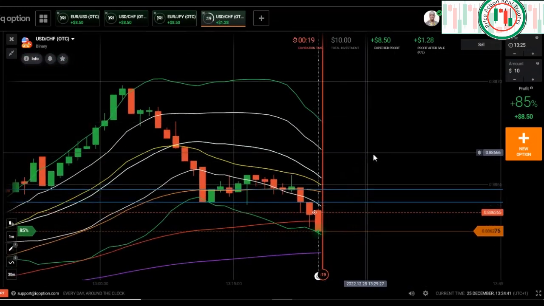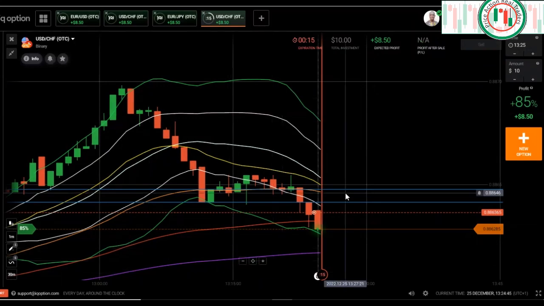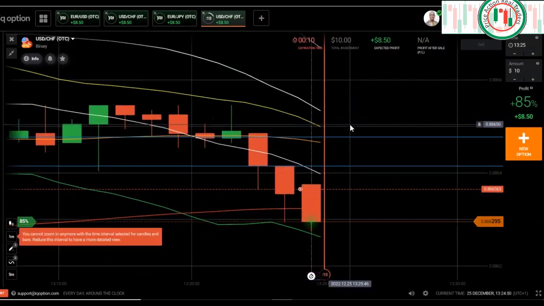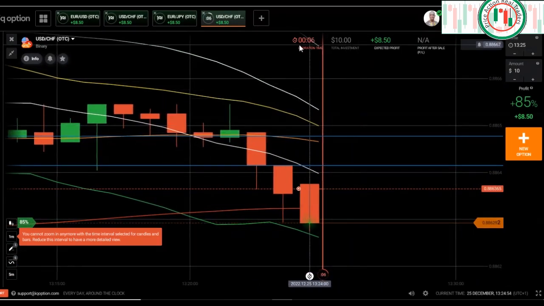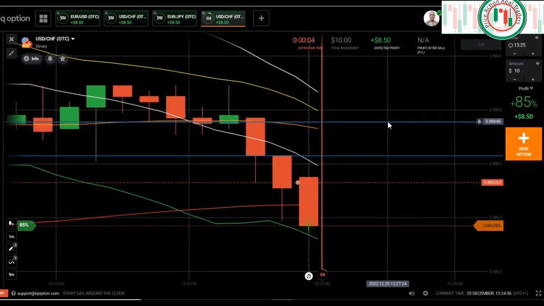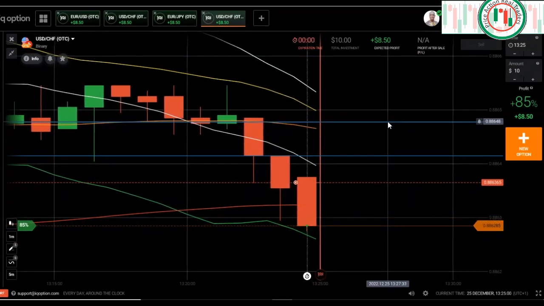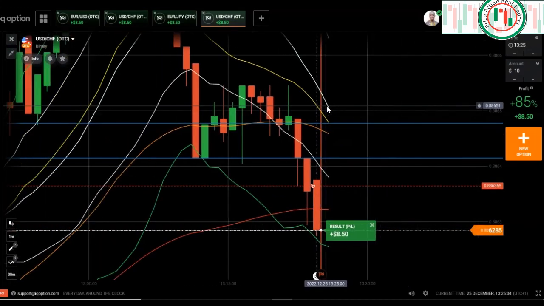You see, the major trend is uptrend, but the minor trend is a strong downtrend with momentum. So you see strong sellers entry. We have 5 seconds to finish. You see, this is another winning trade.